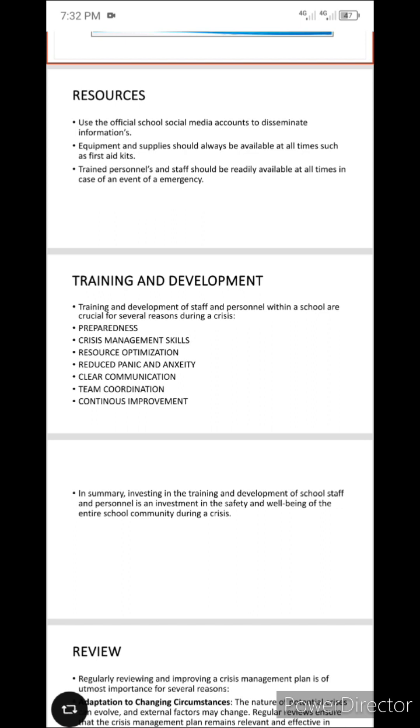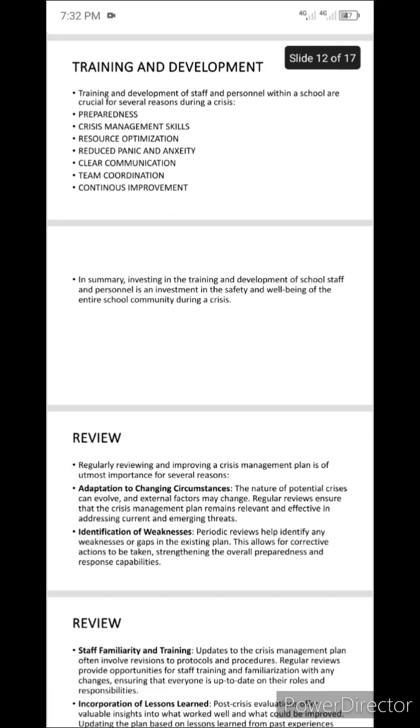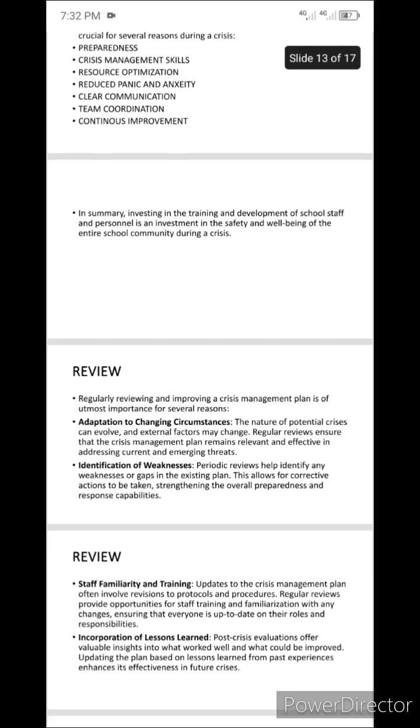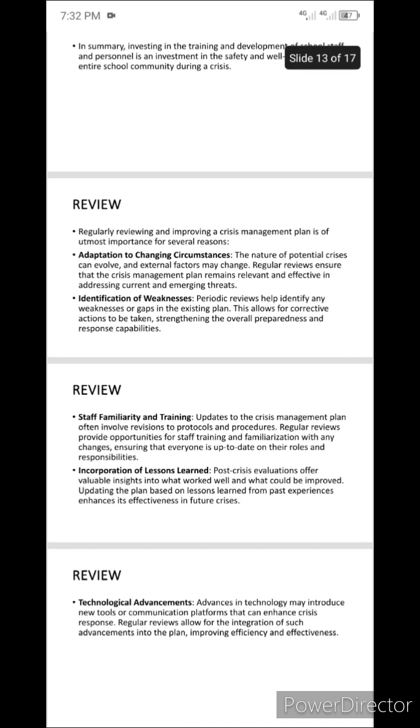Continuous improvement, so for example development, even though they have certain skills, they also need development in order for those skills to be honed and to improve. The last one, the 10th one, is review. So as we can see in this bold, na mga naka-bullet forms. We have the adaptation to changing circumstances, identification of weakness, staff familiarity and training, so incorporation of lessons learned and technical advances.